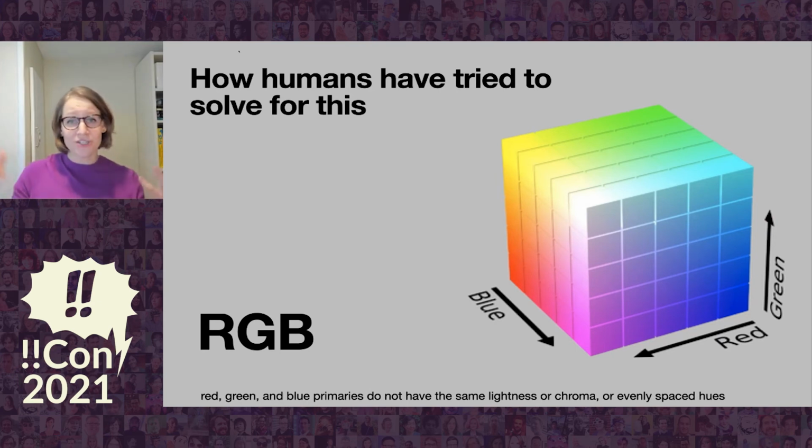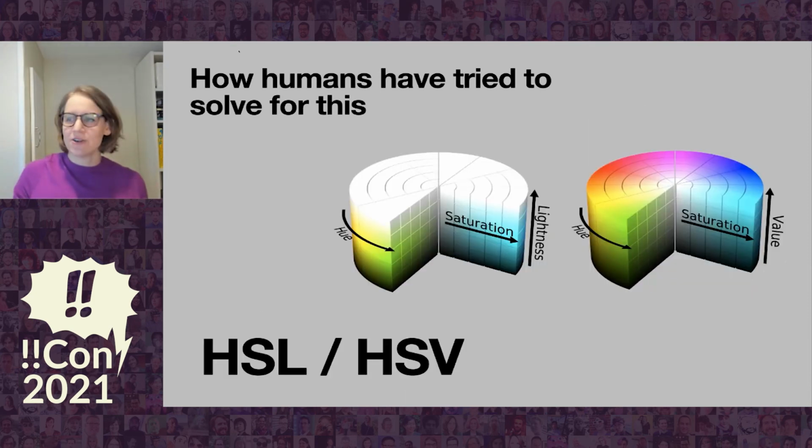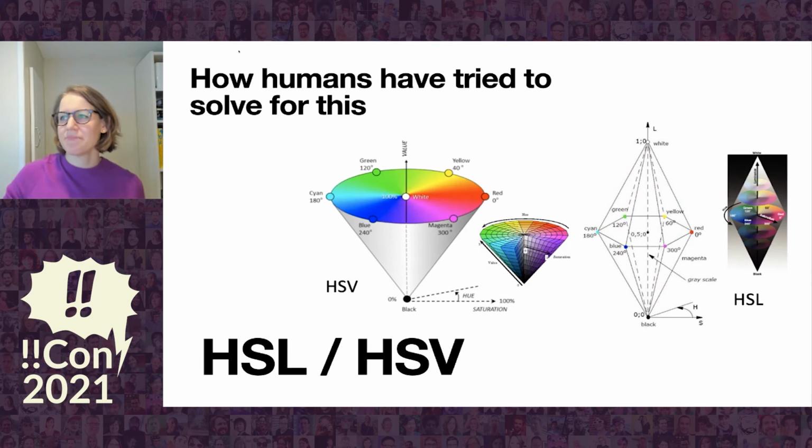Humans have also tried to solve for blending colors by creating color spaces. So if you map RGB onto a cube, you can get this. The problem is the transitions between the colors won't actually look linear to the human eye. The color wheel picker is really popular today too. There's HSL and HSV. That's another way to pick color, but it's also linear in a way that makes sense for RGB, but doesn't make sense to our eyes.